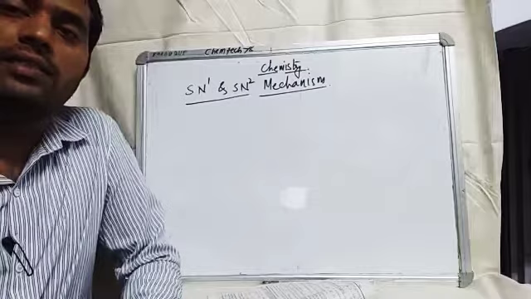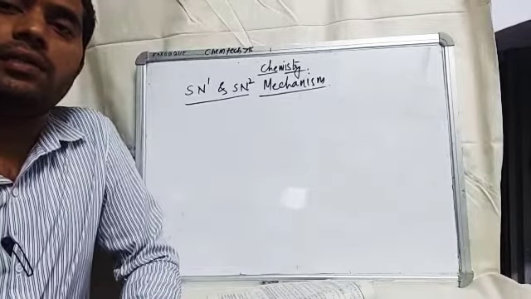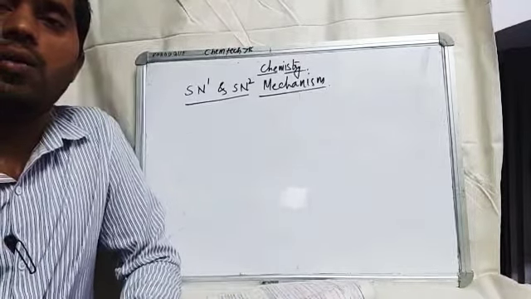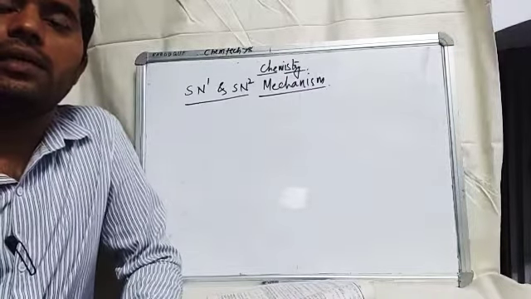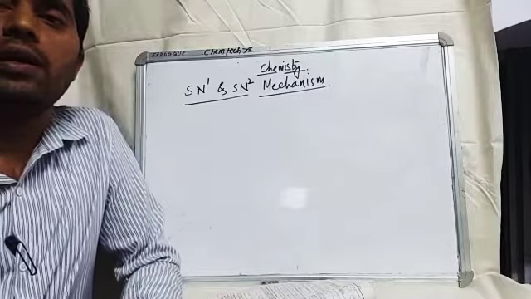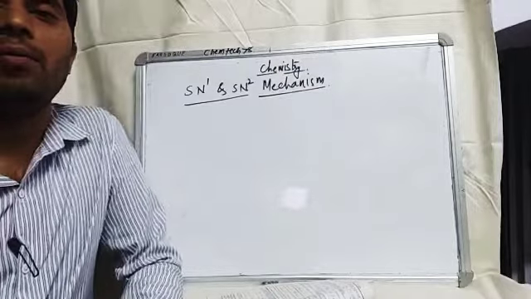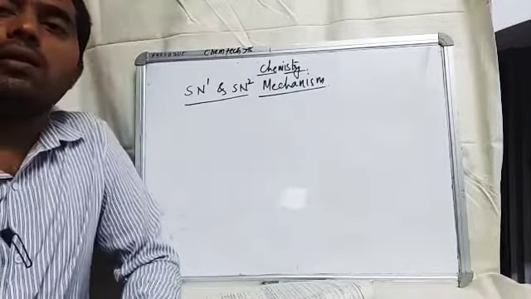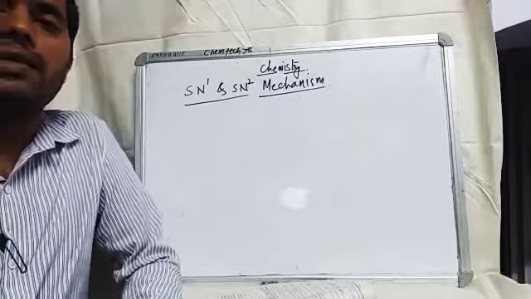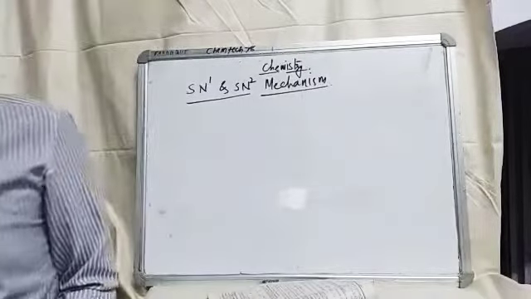Now SN1 and SN2 are two mechanisms which deal with nucleophilic substitution reactions, and 1 and 2 represent the order of reaction, meaning substitution nucleophilic unimolecular and substitution nucleophilic bimolecular. Now we'll see one by one. First of all, we see the SN1 mechanism, and after that we'll see the SN2 mechanism.